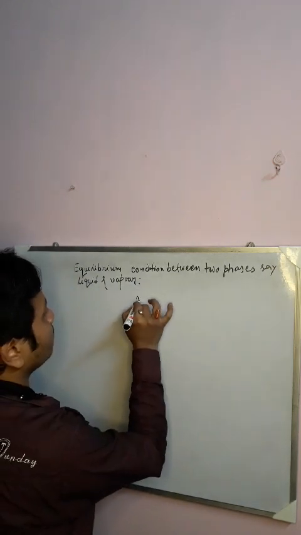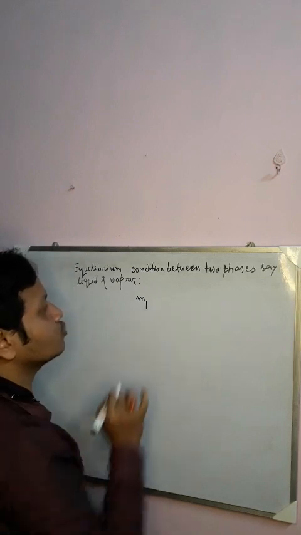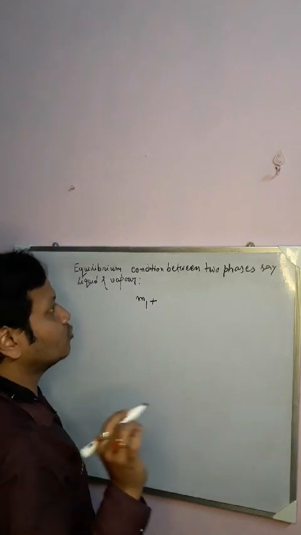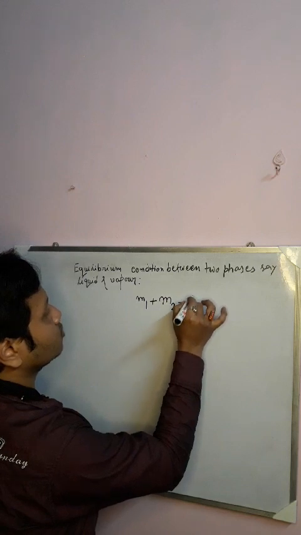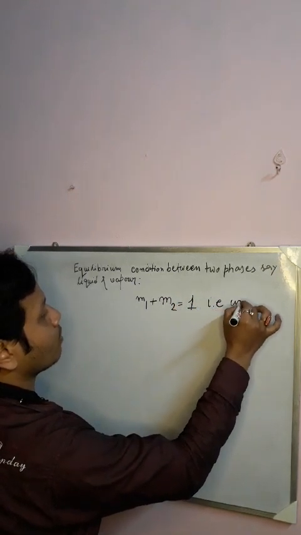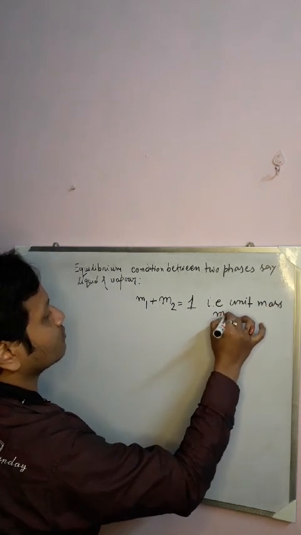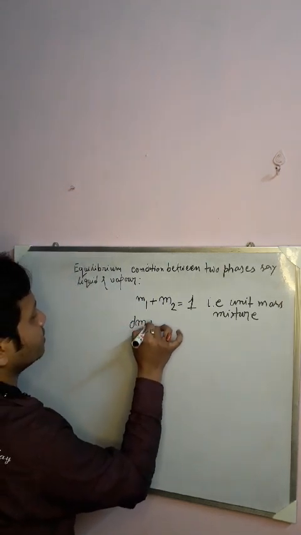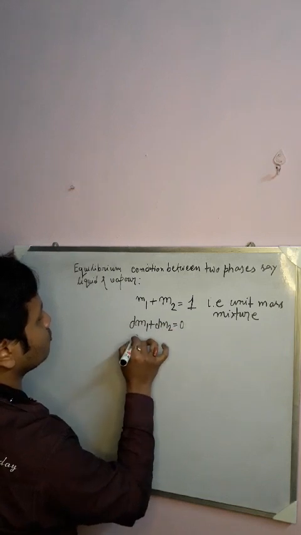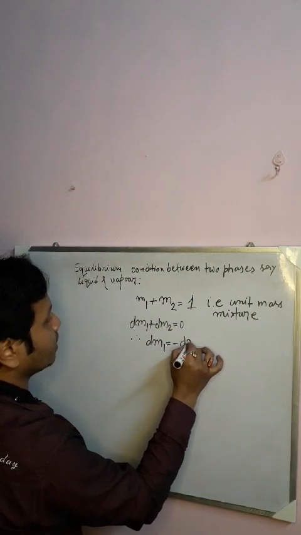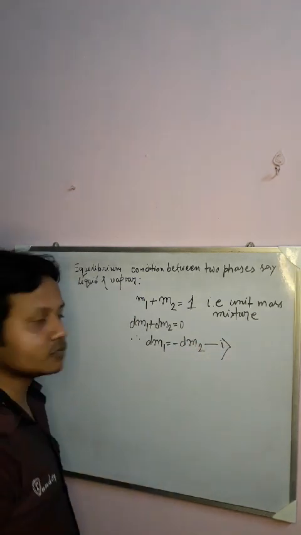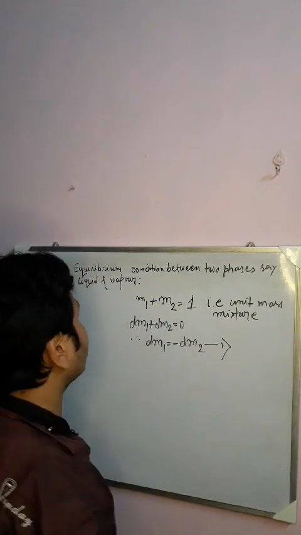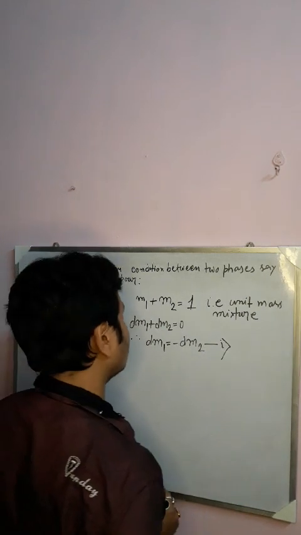Say m1 is the mass of the initial phase, that is liquid, unit mass, and m2 is the unit mass of vapor. So we consider a unit mass mixture of liquid and its saturated vapor. Obviously, from which we can write dm1 plus dm2 equals 0, and that means dm1 equals minus dm2. Let us call this equation 1. Here m1 is the unit mass of liquid and m2 represents the unit mass of vapor, so we arrive at dm1 equals minus dm2.